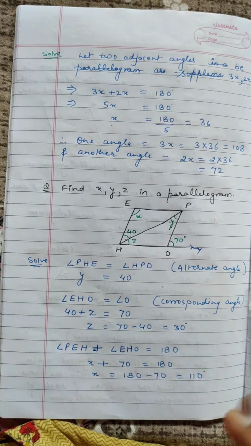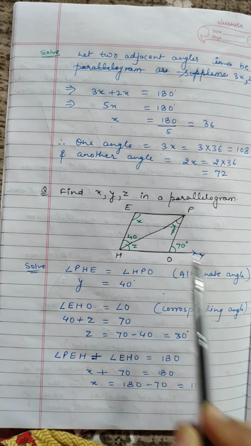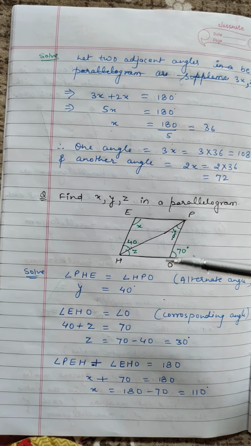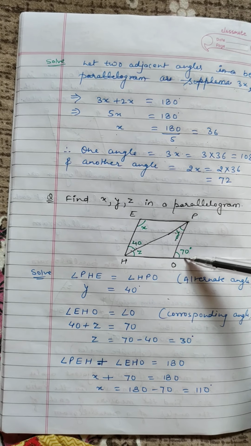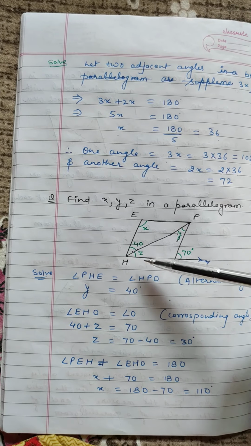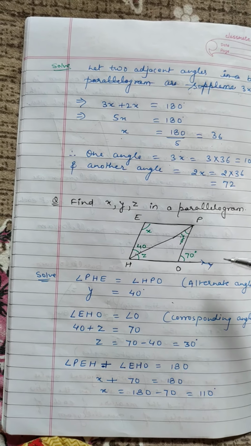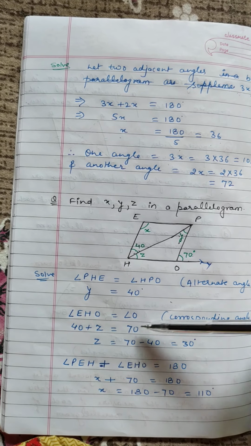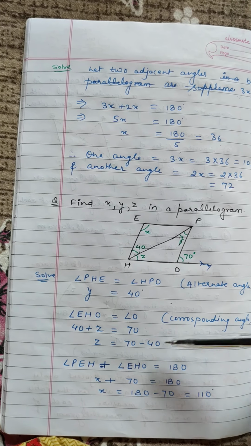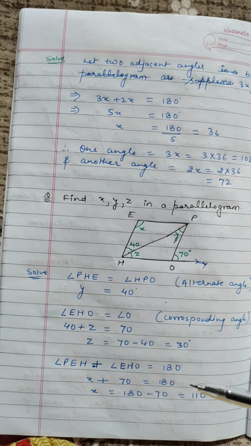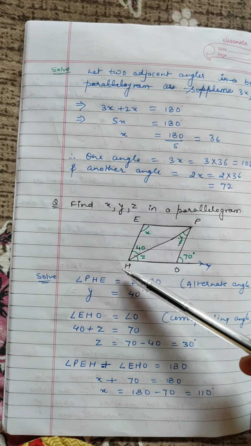Now, EHO is equal to angle O, because both are corresponding angles. So 40 plus Z is equal to 70, because the value of EHO is equal to 40 plus Z. So 40 plus Z is equal to 70. Then Z is equal to 70 minus 40. So we get 30.